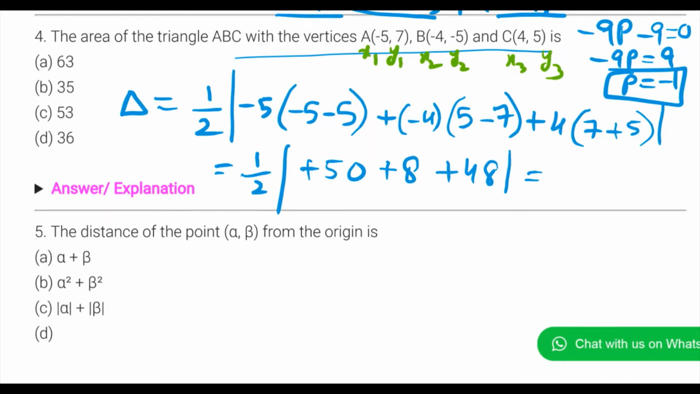That equals to, so this is 58 plus 48. 58 plus 48 gives us 106. 106 by 2 equals 53. 53 square units is the area of the required triangle.